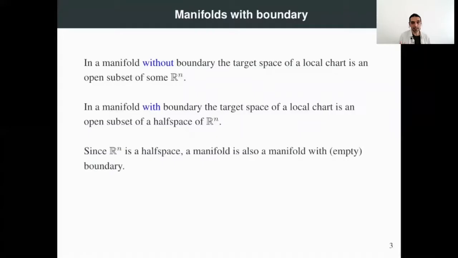And since Rn is a half space, we already saw that, we just have to consider as linear map the map that is identically 0, a manifold is also going to be a manifold with boundary. It's going to be a manifold with an empty boundary. Okay?